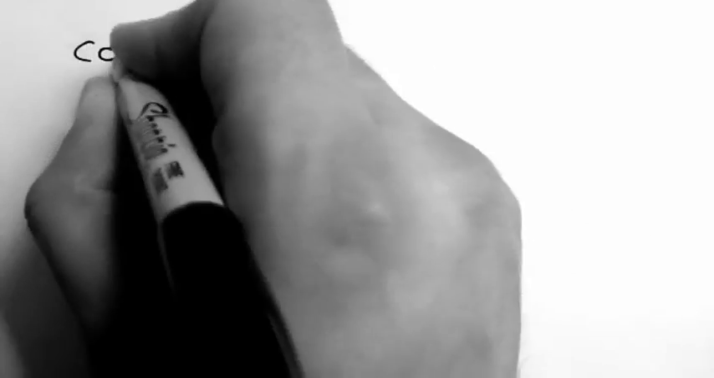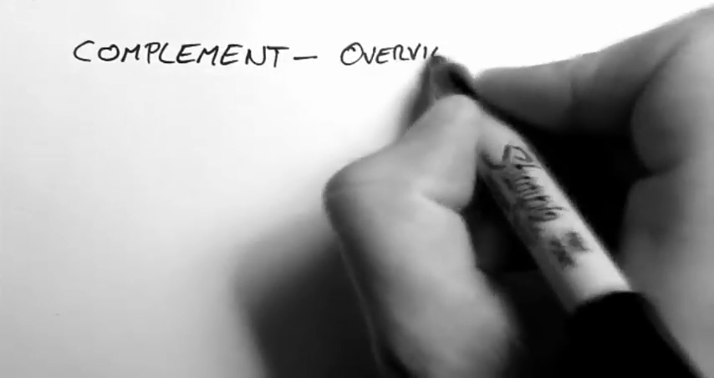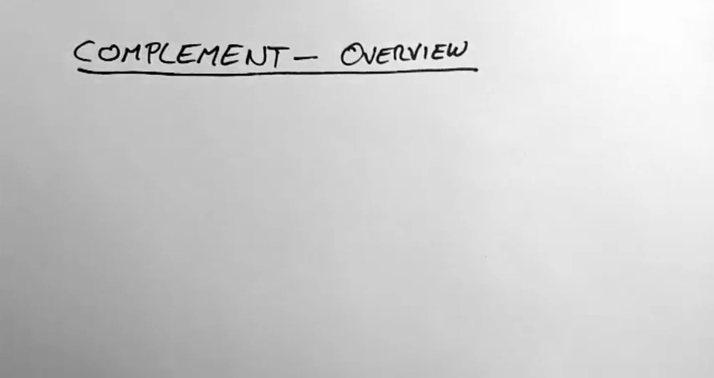In this tutorial, I'm going to give an overview of complement. The complement system is an integral part of our immune system, and it's just basically a bunch of proteins floating around in our blood that cause a series of reactions to help get rid of pathogens, even before any of our immune cells have taken any action.